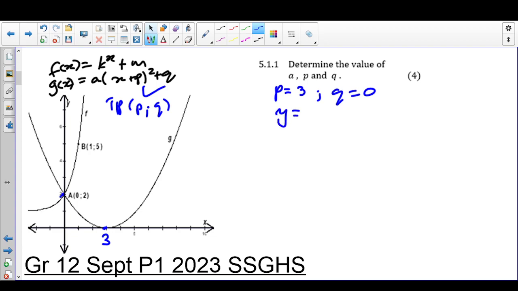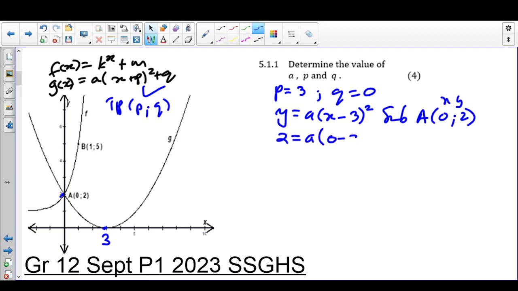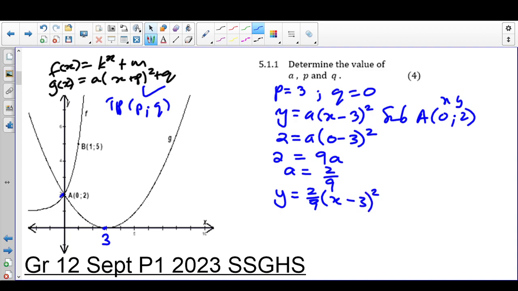So your equation is y is equal to a into x minus 3 squared plus 0, which is 0. To calculate a, we'll substitute the point that's lying on this graph, which is 0 and 2, the x and a y. So I have 2 is equal to a into 0 minus 3 squared. That's going to give us 9a is equal to 2. So a is equal to 2 over 9. My equation now is y is equal to 2 over 9 into x minus 3 whole squared.